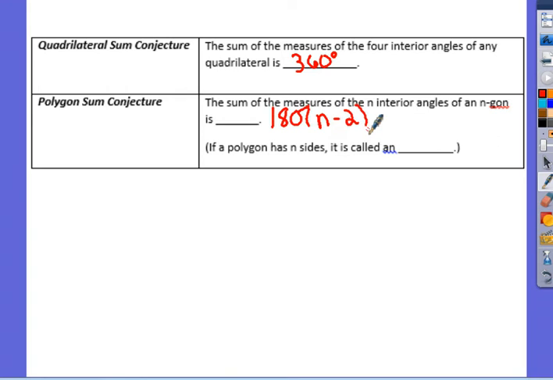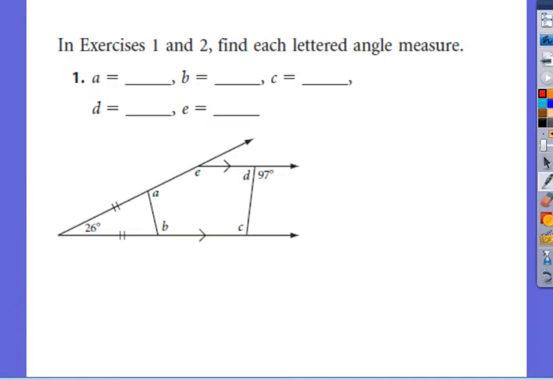And if a polygon has n sides, it is called an n-gon. That's what I was just saying. Don't be confused by the word n-gon. It just means a pentagon, a hexagon, a heptagon, an octagon. It just depends on how many sides it has. So please write that down. And you can pause the video if you want to get all that down.